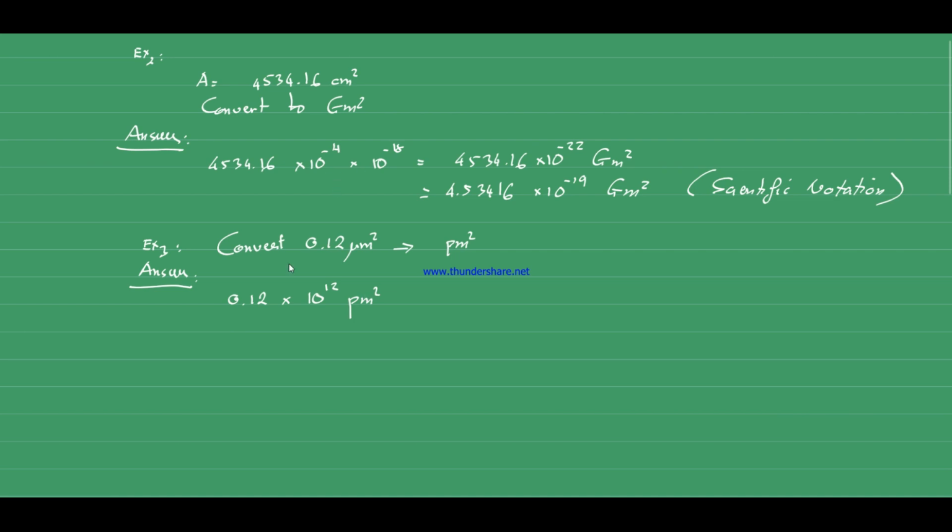And now I want to convert it to scientific notation. So I'm going to move the decimal over here. You move the decimal, so you multiply by 10, then you have 1.2, but if you multiply by 10, you have to divide by 10. So 10 to the 12 divided by 10 will give you 10 to the 11 picometer square. So that is how you convert to scientific notation.